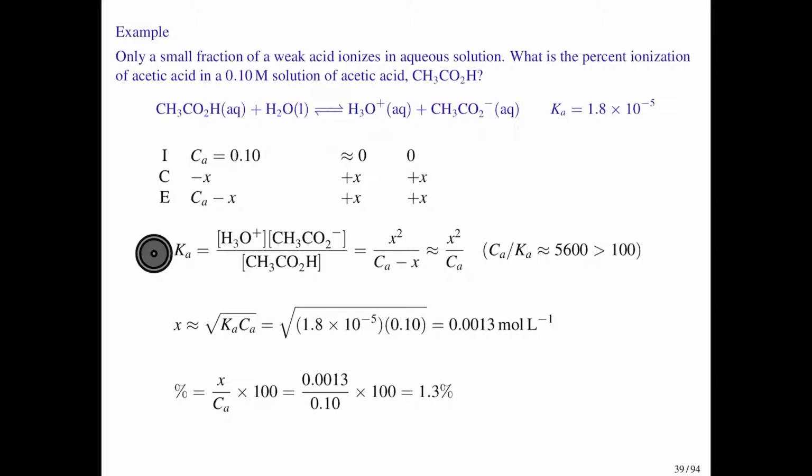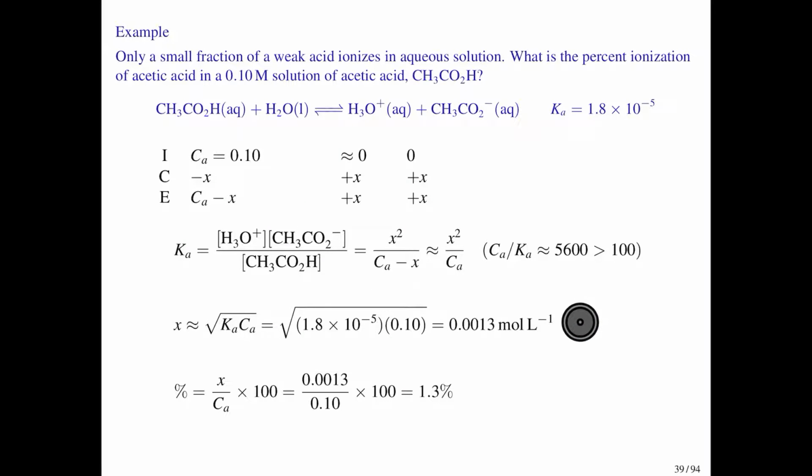We set up the Ka expression using the equilibrium line from the ICE table. Test whether or not we can use our approximation. We find that the ratio of the acid concentration to the Ka value is about 5,600, which is certainly greater than 100. And so we can neglect the minus x in the denominator relative to Ca. So that gives us the simplified equation, which we can then solve for x to find the value, the amount of acid that dissociates.